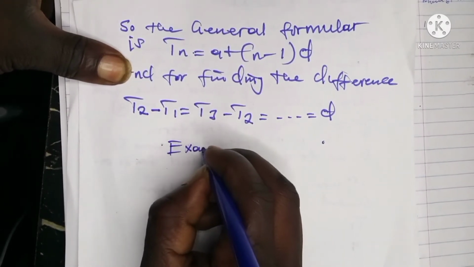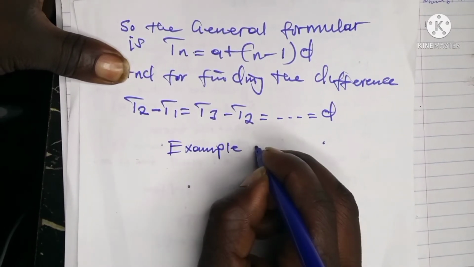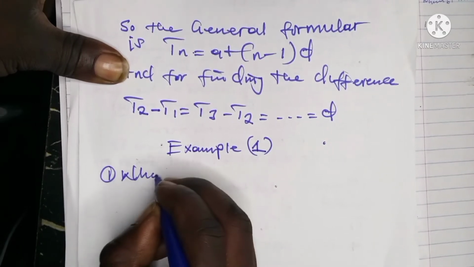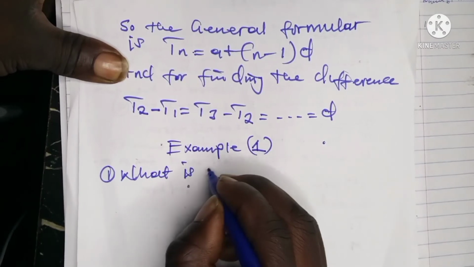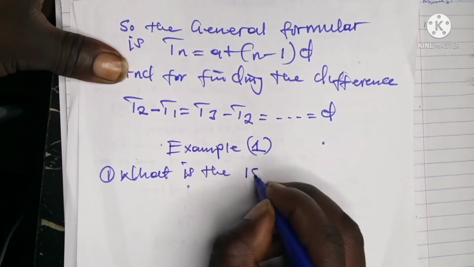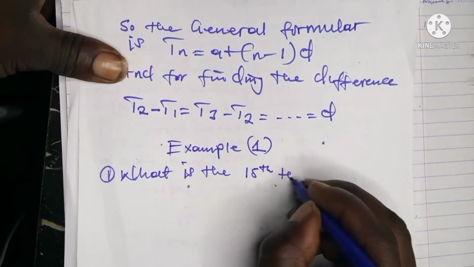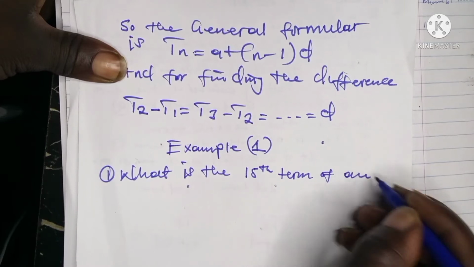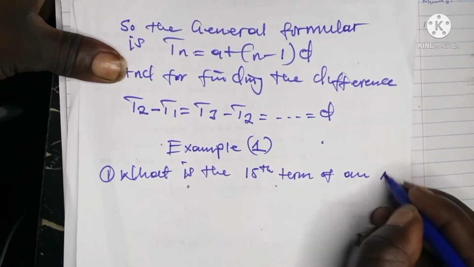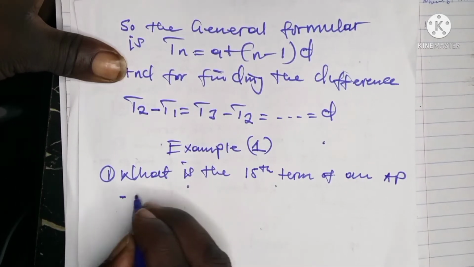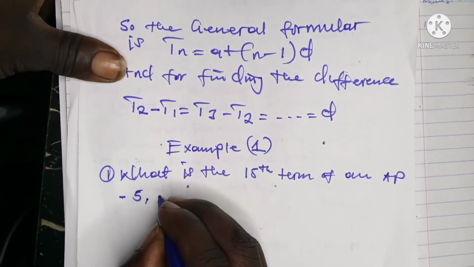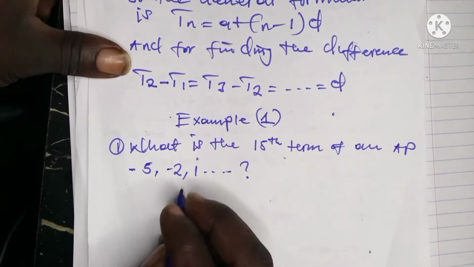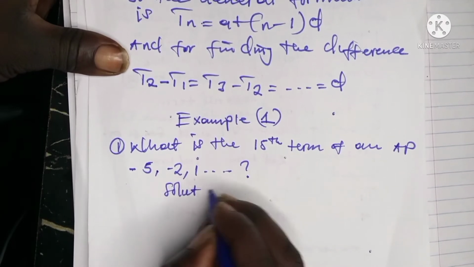Then example 1. What is the 15th term of an AP, which is first term minus 5, comma, minus 2, comma, 1, dash, dash, question mark. Solution.